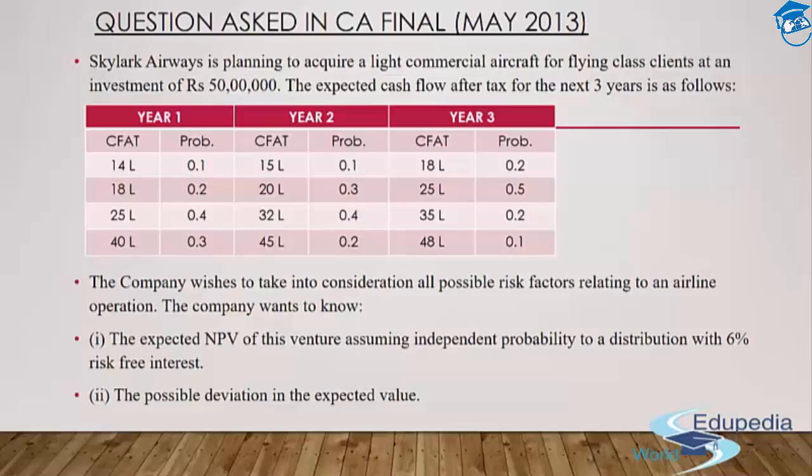So the company wishes to take into consideration all the possible risk factors relating to an airline operation. The company wants to know what? Number 1, what is the expected NPV of this venture, assuming independent probability distribution with 6% risk-free interest, and what is the possible deviation in this expected value? So we also need to take care of the possible deviation in this expected value. Let's go ahead and do this question so that I can tell you how you should present your answer in the examination.